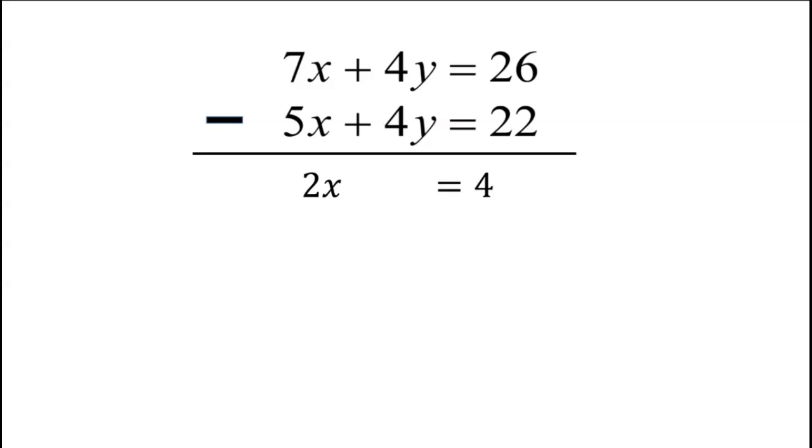Again, we are down to a single equation, one variable, and we can solve. We get x equals 2. Taking that 2, we can plug it back into either of the original equations for x and solve to get our y variable, which in this case will give us y equals 3. Writing it as an ordered pair, 2, 3.